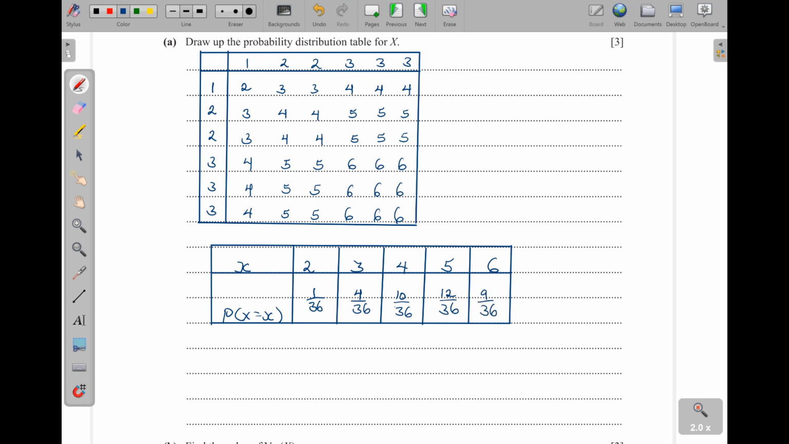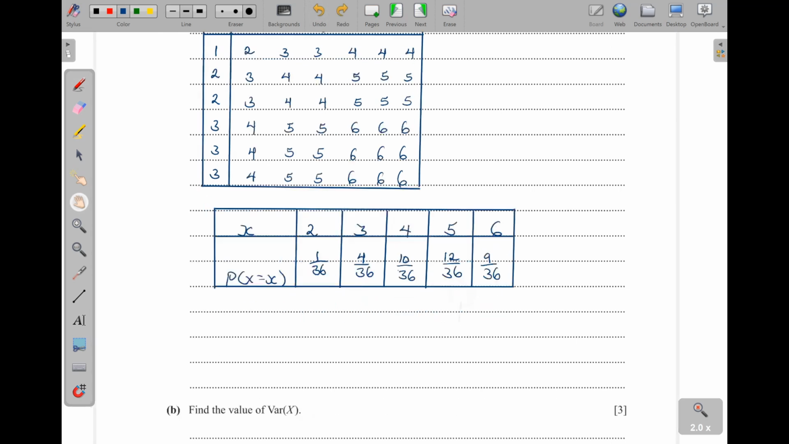For any probability distribution, when you sum up all the probabilities, you must get 1, okay? So if we try to add, is that what we get? 1 plus 9, that is 10, plus 10, 20. Then 32, then 36 over 36, then that gives us 1, so that means we are correct.